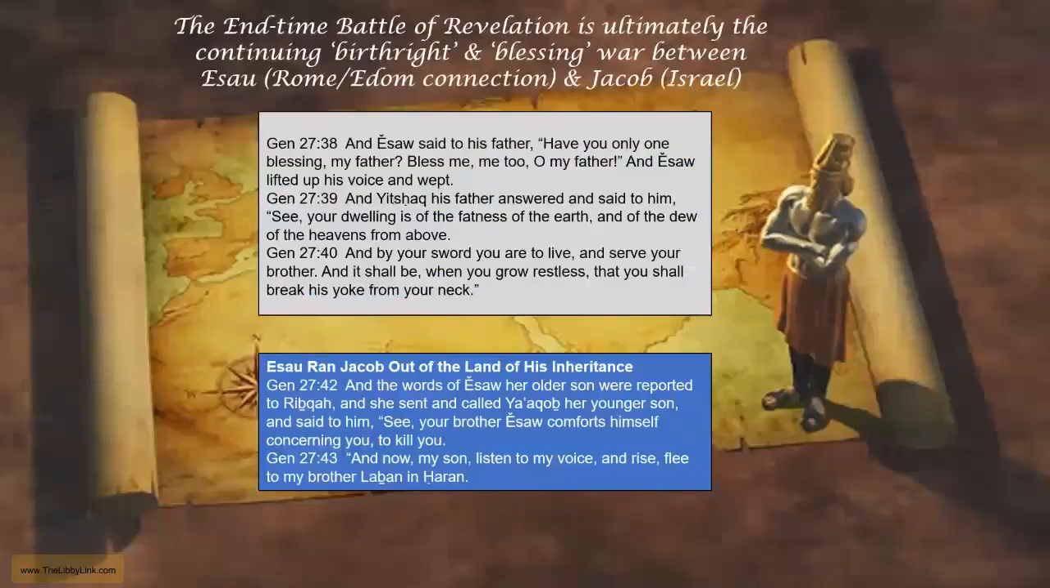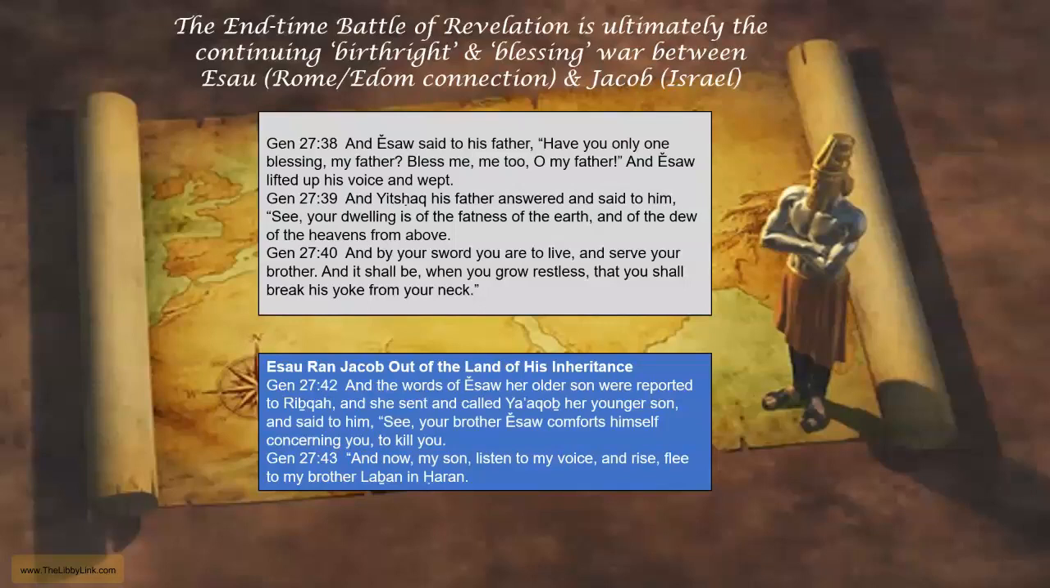So the end time battle of Revelation is ultimately the continuing birthright and blessing war between Esau, the Rome/Edom connection. There seems to be a strong Rome-Edom connection. And Yaakov, Israel, and we are Israel. So again, those that believe in Yahushua HaMashiach and those that do not.